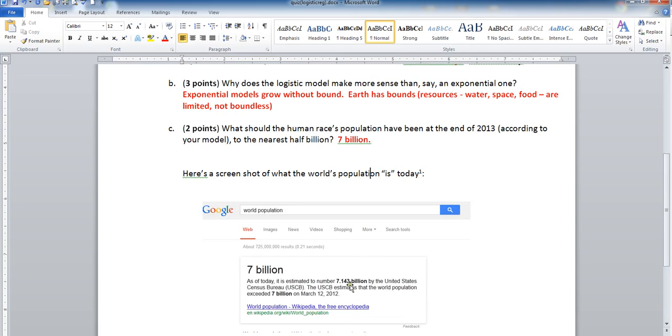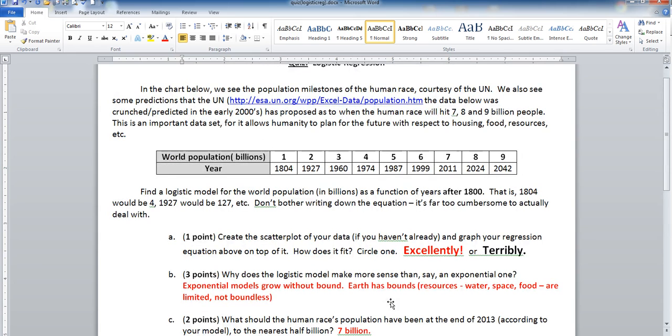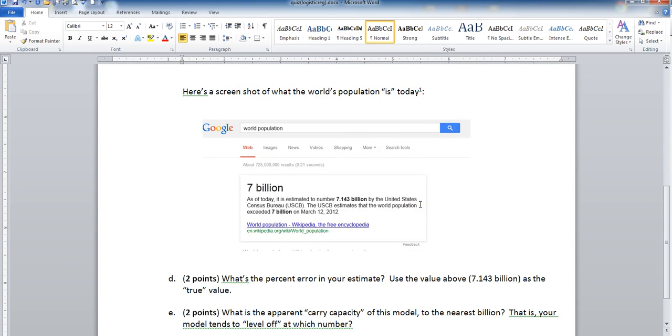Google thinks that right now there are 7.143 billion people. Looks like we crossed over the 7 billion mark in 2012. Not bad from what the UN said. This study was actually done back in the day, early 2000s, so they didn't do a bad job of capturing it. What's the percent error in the estimate?